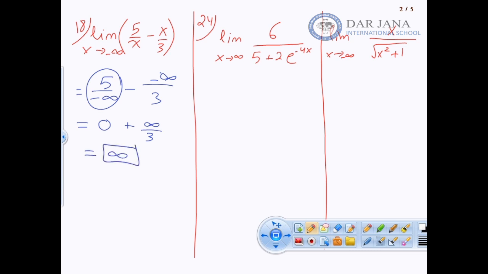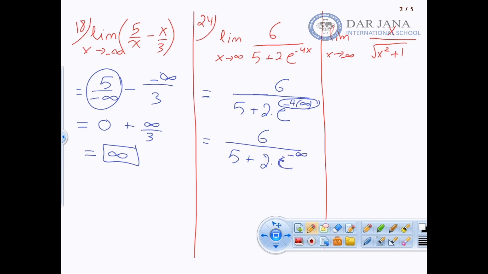Number 24. Limit of 6 over... Here we can directly substitute, or we can change the exponent of x. If we are going to substitute directly, we have to erase the limit and no need to write it. 5 plus 2 e power negative 4 times infinity. So 6 over 5 plus 2 e power negative infinity. To avoid writing many steps, e power negative infinity, let's write it, no problem.